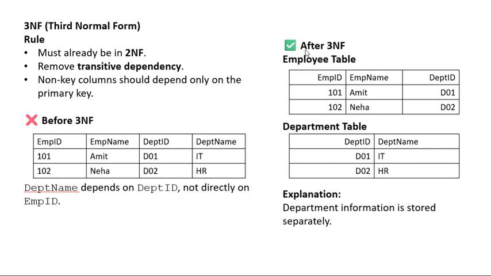So after 3NF, the employee table has employee ID, employee name, and department ID to show, and the department ID is used to fetch the data from the department table. The department table has department ID and department name, and the department ID is used to fetch the data in the employee table. The explanation: department information is stored separately.